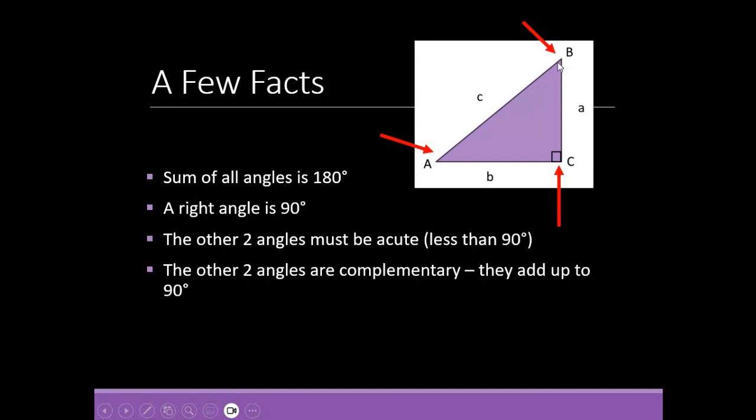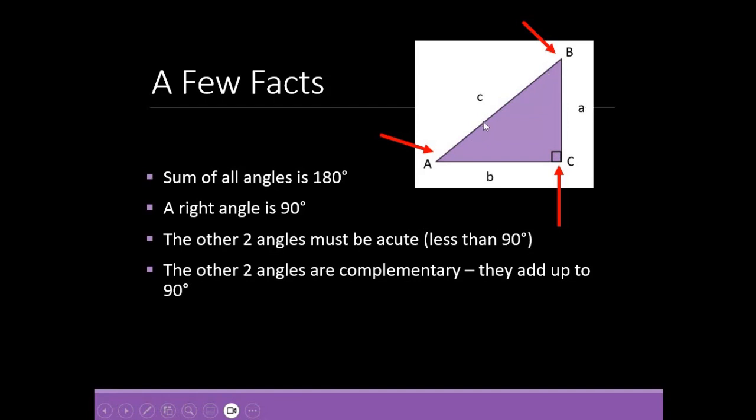So that also means that neither of them can be 90 degrees. Because if you have 2 that are 90, then your other angle is 0. That can't happen. So these are both going to be what are called acute angles, which are less than 90 degrees. So you're always going to have 2 acute angles and a right angle in a right triangle.